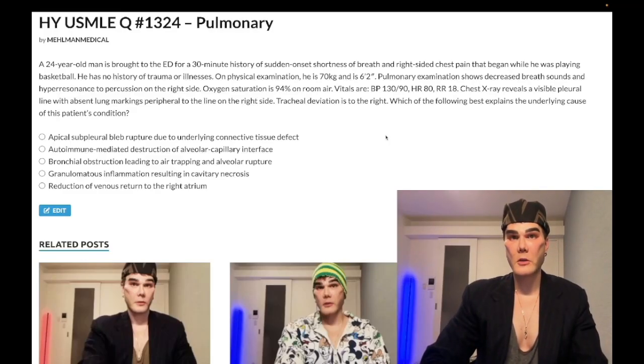24-year-old man, 30-minute history, sudden onset shortness of breath, right-sided chest pain, was playing basketball, no recent illnesses or trauma. Tall and lanky, 70 kilos, 6'2". Decreased breath sounds, hyperresonance to percussion on the right, 94% oxygen saturation on room air, blood pressure 130 over 90, heart rate 80, respiratory rate 18. Chest x-ray: visible pleural line with absent lung markings peripheral to the line on the right side, tracheal deviation to the right.